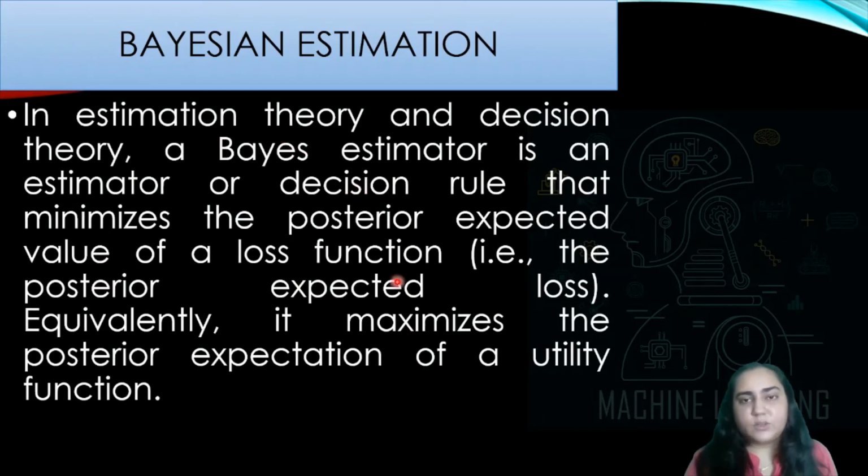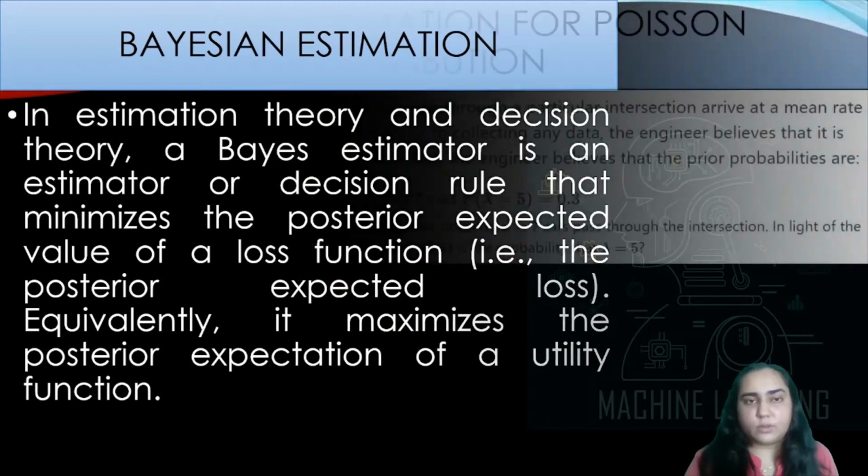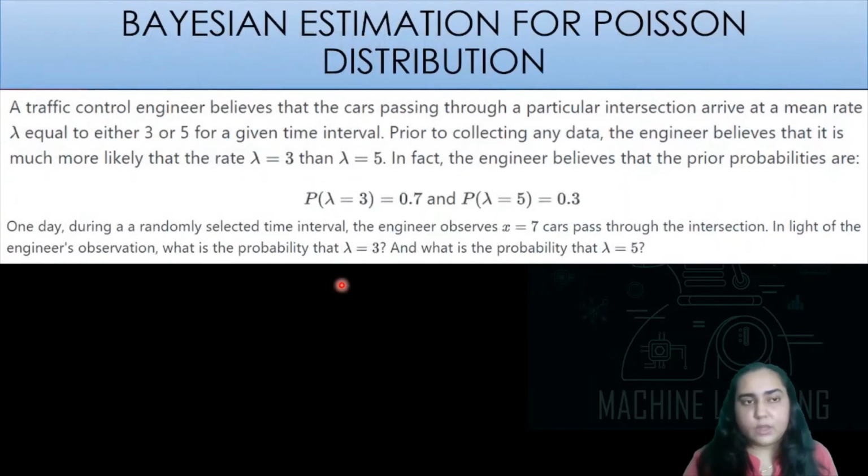So in estimation theory and decision theory, a Bayes estimator is an estimator or decision rule that minimizes the posterior expected value of a loss function, and equivalently it maximizes the posterior expectation of a utility function. So of course this is the definition, but we are going to see an example to make you understand this better. So we are going to do this for a Poisson distribution.